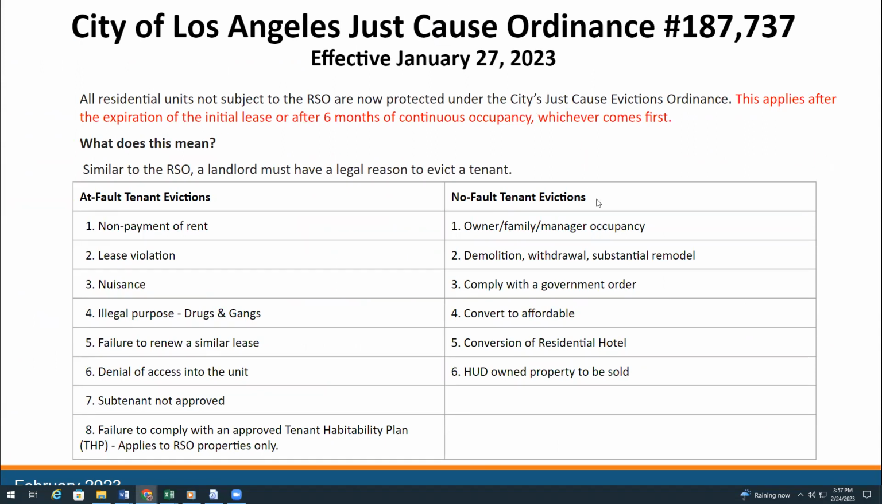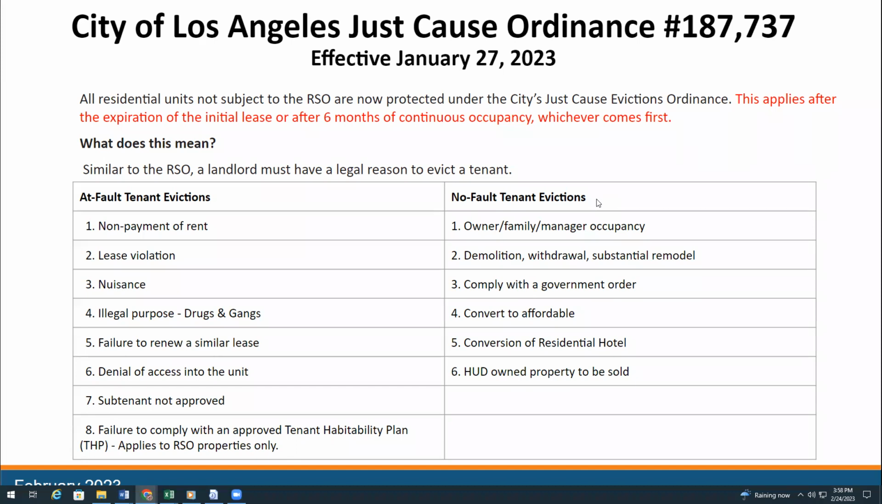Okay, now this next slide is covering the just cause ordinance. It's a major change in the city of LA, the passage of this ordinance, which became effective January 27th, 2023. It's important to note that this ordinance and its protections apply to all residential units in the city of Los Angeles that are not subject to the rent stabilization ordinance, the RSO, because obviously those protections we've covered earlier. This ordinance would cover a segment of units that are not covered by the rent stabilization ordinance and need to meet certain criteria of applicability.